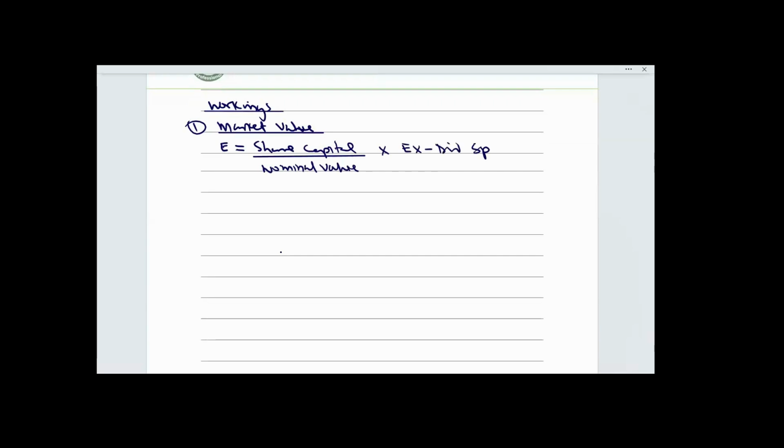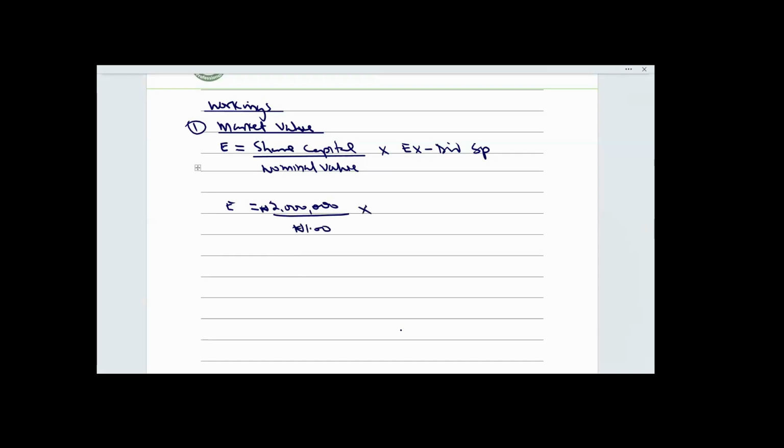So E is equal to, share capital is 2 million. Please, when you are using market value to calculate WACC, you don't have reserves. It's only under book value that you had reserves. So when you are using market value, you do not include reserves. Divided by the nominal value. According to the capital structure, nominal value is 1 naira. Let me check. Yes, 1 naira ordinary share.